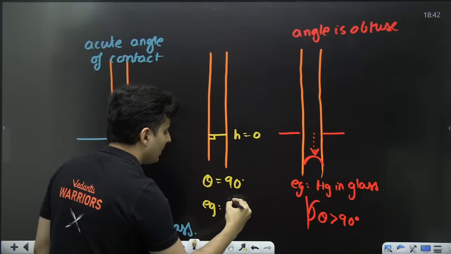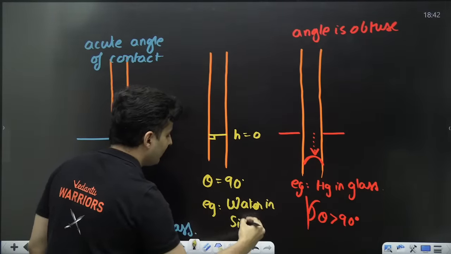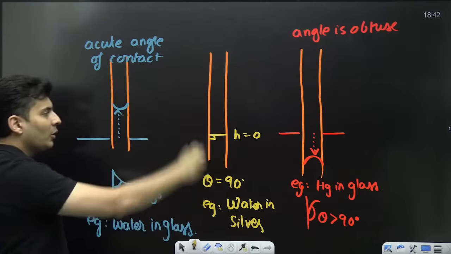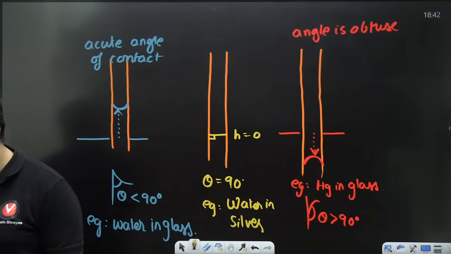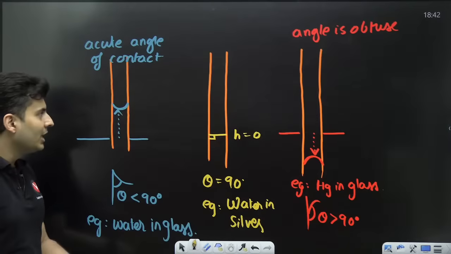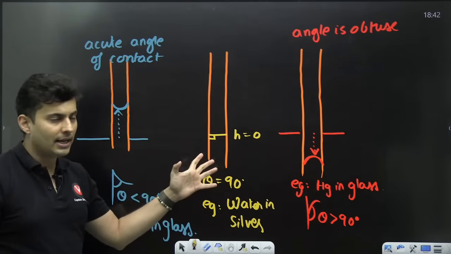An example for this is water in a silver container. It neither goes up nor goes down. It is exactly at the same level. That's the difference between the two. Okay. So there are three kinds of liquid: acute angle, obtuse angle, and 90 degree angle.